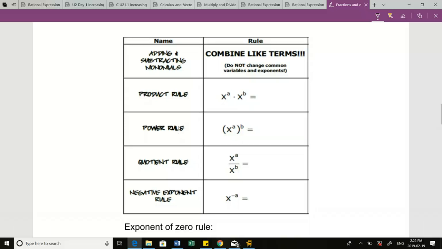Okay, so product rule. Does anyone remember product rule? What happens when I'm multiplying? Ivana? It would be addition, so A plus B. Right. So we will keep the base. Oh, I think I'm frozen again. We're going to keep the base. Yep, there we go. And add the exponents. So the x stays, and then we do the addition of the two exponents, A plus B.